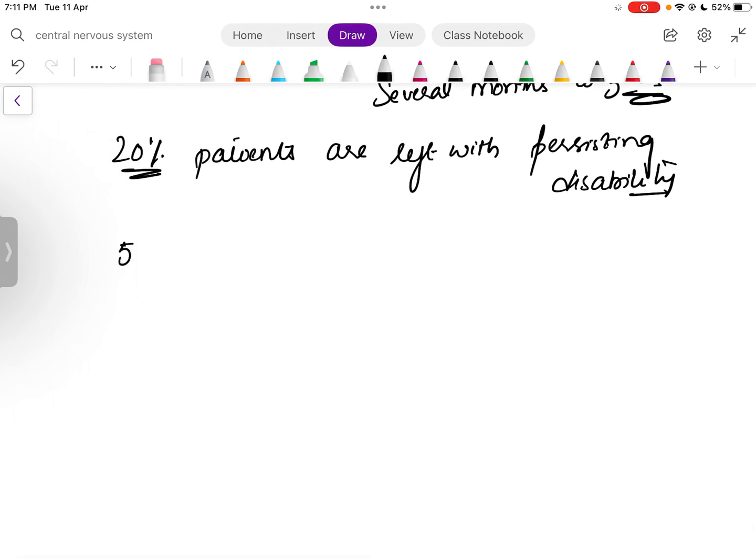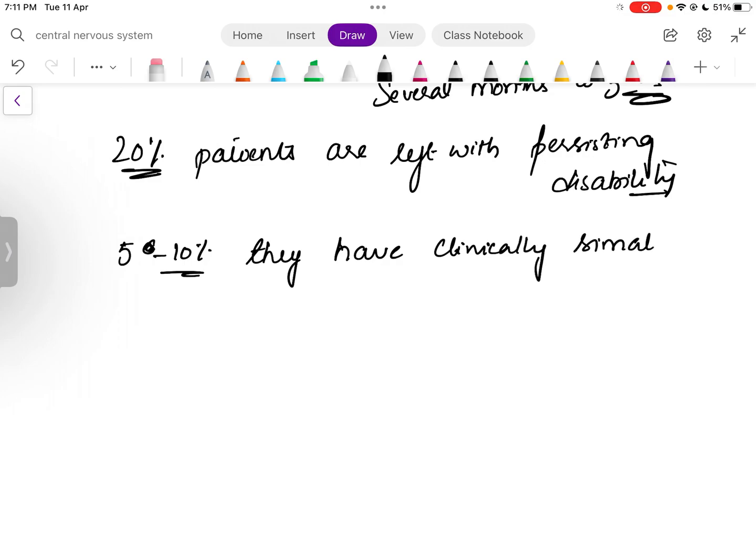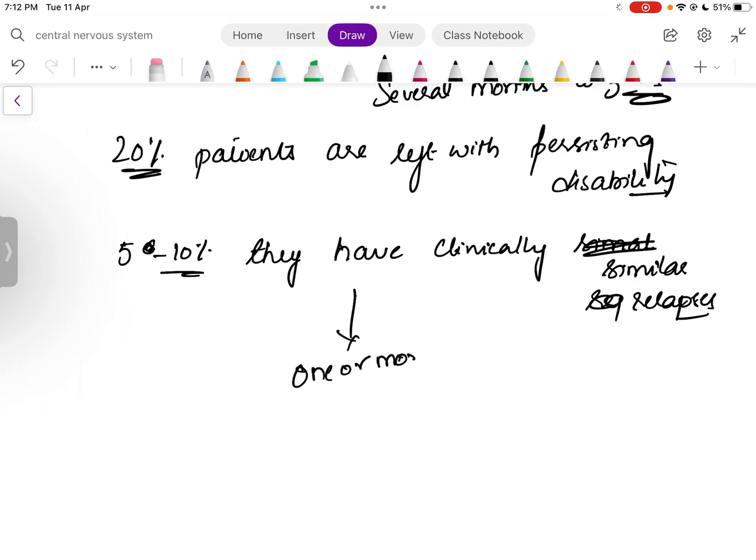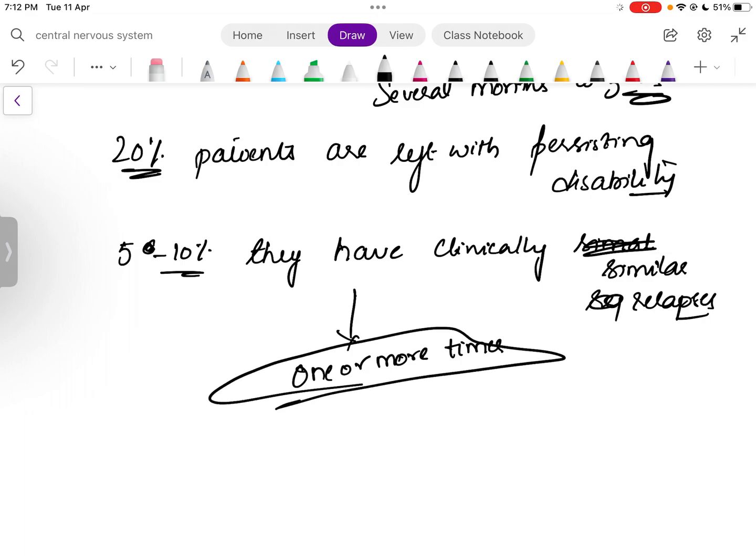And in between 5 to 10% of patients, they have clinically similar relapses. That is, the disease will repeat. This relapse can be one or more times.